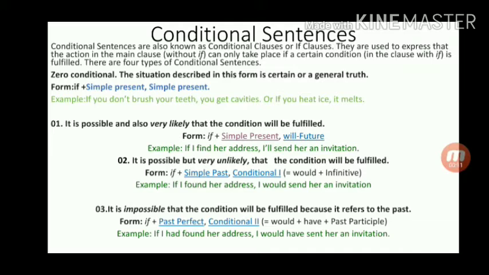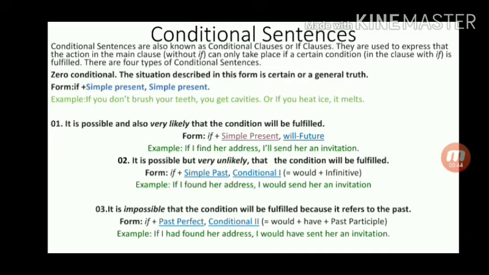As you can see on your screen, today's topic is conditional sentences. There are four types of conditional sentences. Conditionals describe the result of a certain condition. Okay? So conditional sentences are used to describe the result of a certain condition. It is point number one.